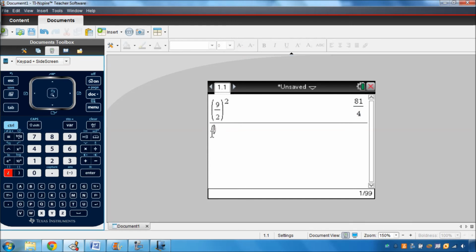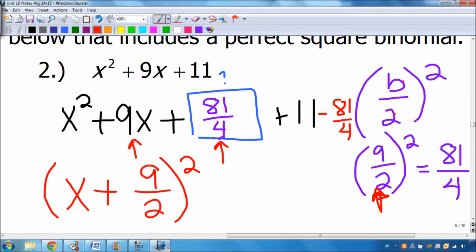Now I'm going to take 9 over 2 in parentheses, close them to show that your fraction is over, and I'm going to double it. I'm going to multiply it by 2, and I get 9, which again is the value that I want right here. So it's x plus 9 over 2 squared, and then I've got to figure out what this number is right here. So I'm going to figure out what 11 minus 81 over 4 is.